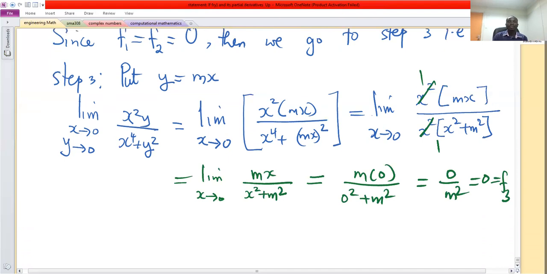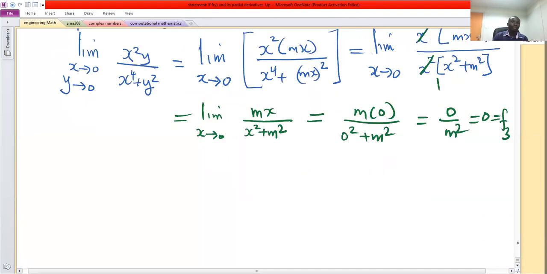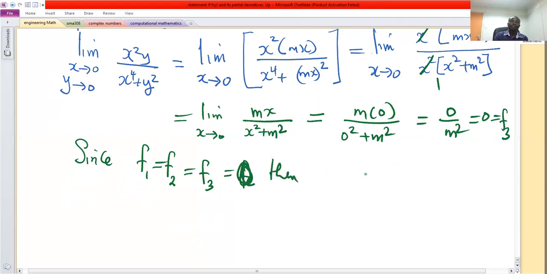So it allows us to go to the last step, step 4. Since f1 equals f2 equals f3 equals 0, then we go to step 4.